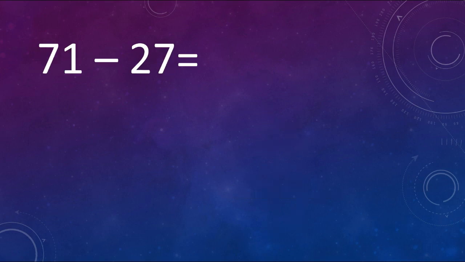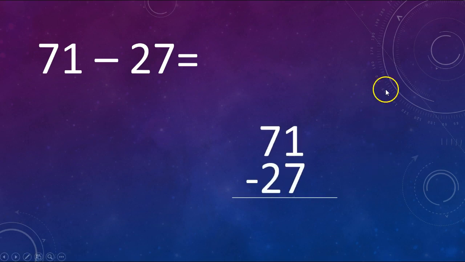Go ahead and line 71 minus 27 up vertically, and answer on your own. 71 minus 27 equals, I've got my ones lined up and my tens lined up. Make sure yours looks like this. We cannot take 7 away from 1. So what is the 7 going to do? Right, it's going to give us one of its tens.